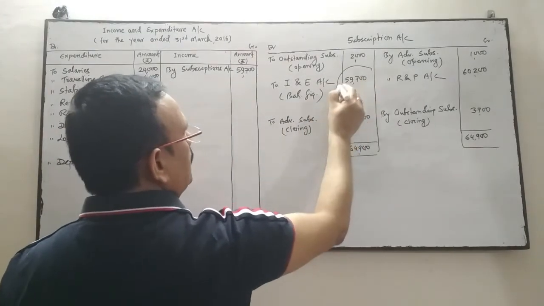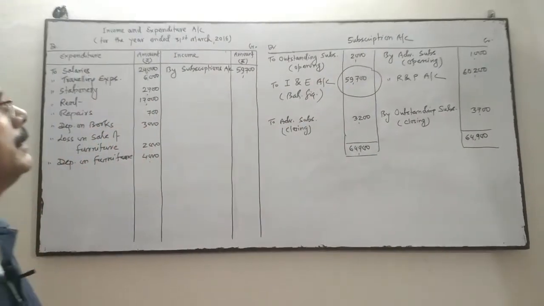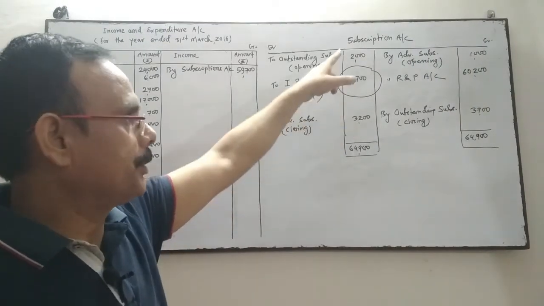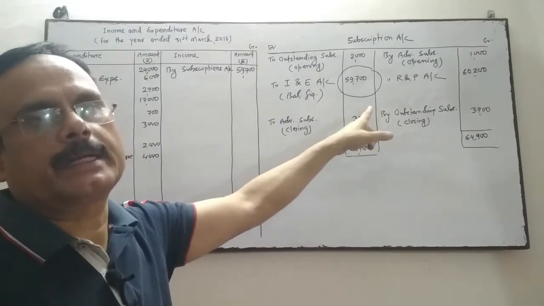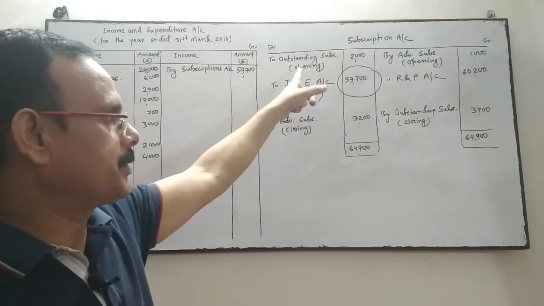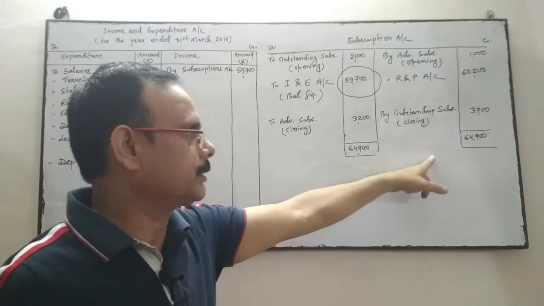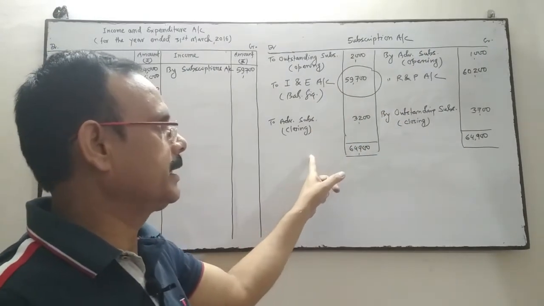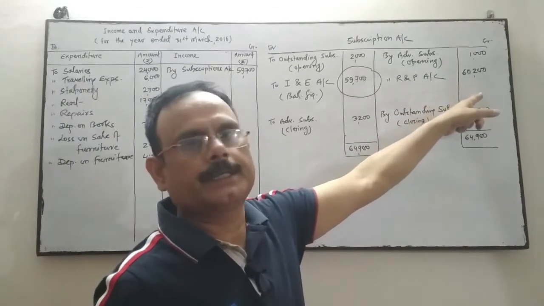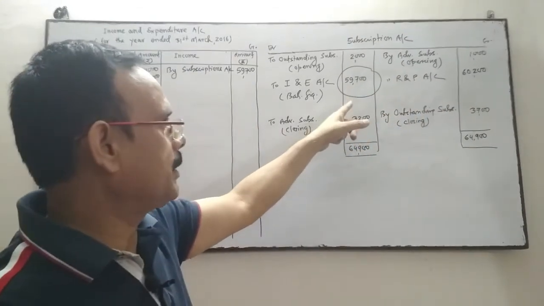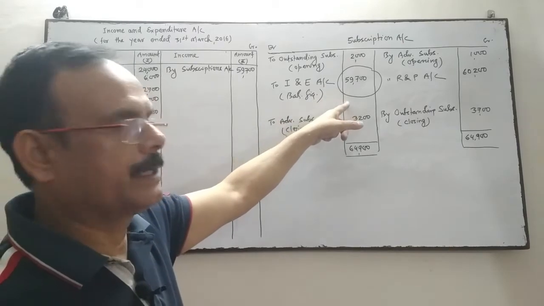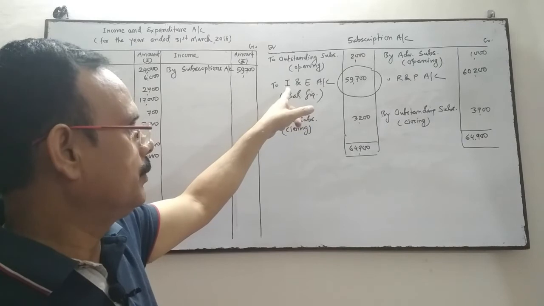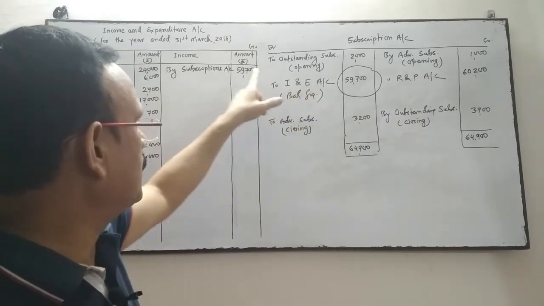Here we have calculated the subscription earned during the year by preparing the ledger of subscription account: outstanding subscription opening, outstanding subscription closing, advance subscription opening, advance subscription closing, subscription received during the year, and the difference amount indicates that this much subscription the club has earned during the financial year, which is transferred to the income and expenditure account, this side.